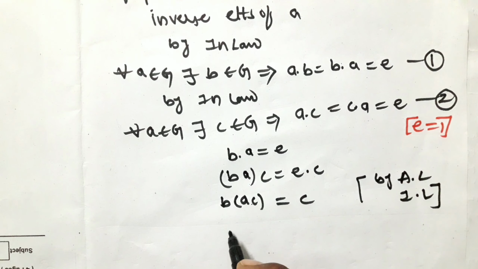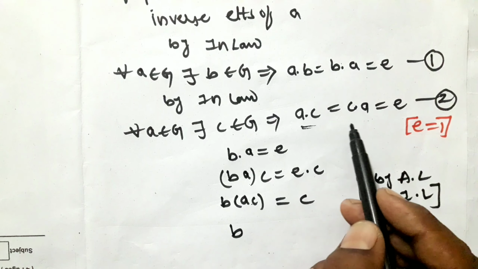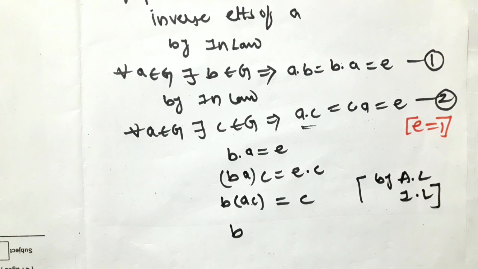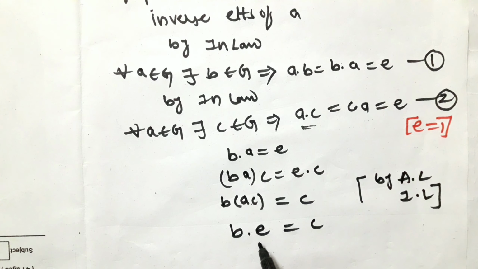Now, from equation 2, we observe a dot c equals e. So substitute here: b dot e equals c. Again, e is 1 with respect to the multiplication dot. So we get b equals c.